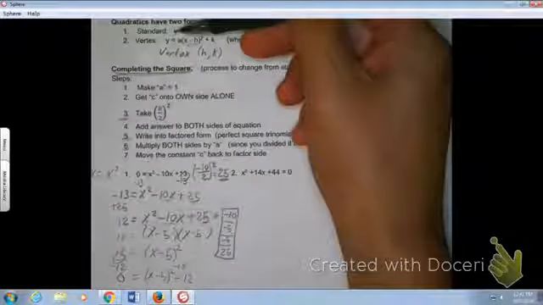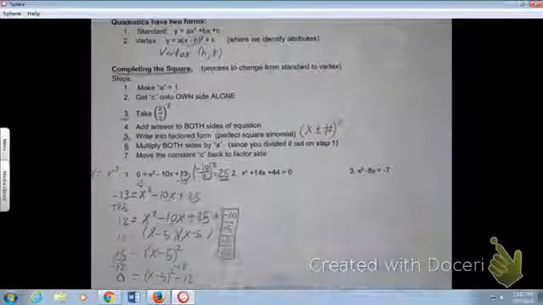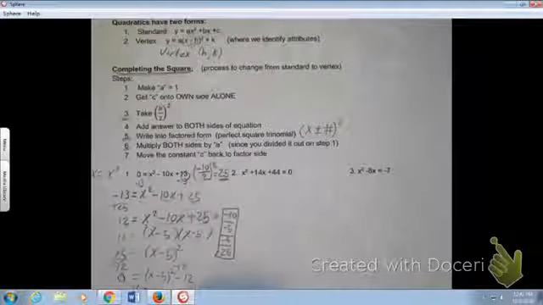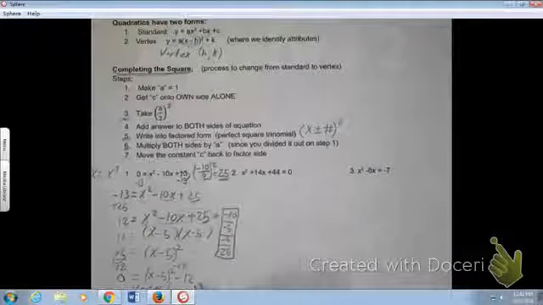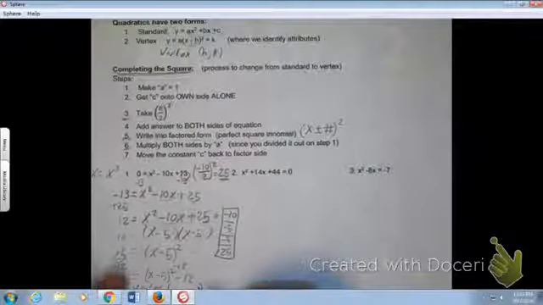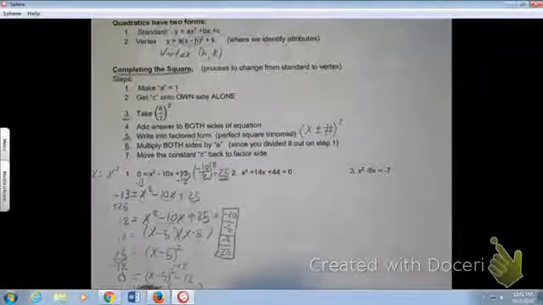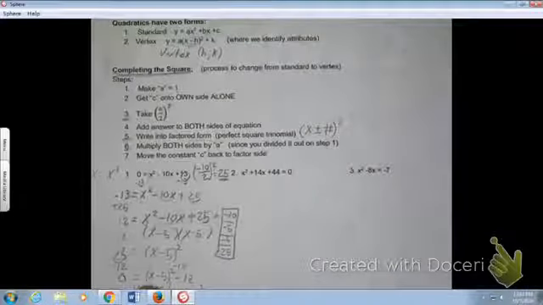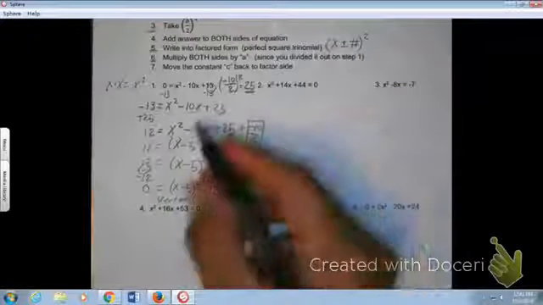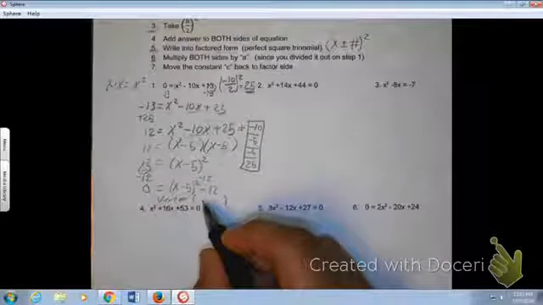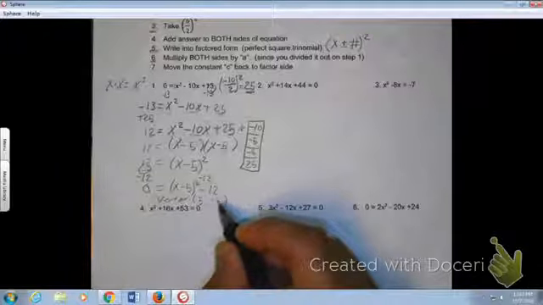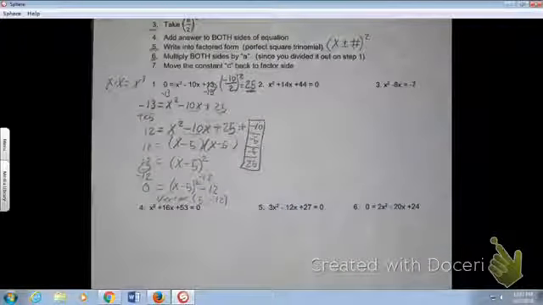Hey, focus. Okay, so we went from standard form to vertex form. Now, what is the vertex of this? The whole point was for us to go from standard form right here to vertex form, so now we can know the vertex. What's the vertex? 5, negative 12. Yeah. Okay?